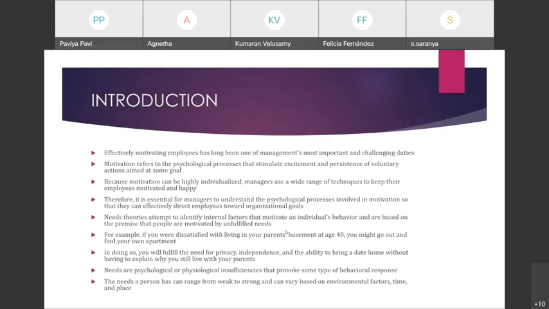Okay. So this is something which is internal to a person. So it is a psychological process. Motivation basically is a psychological process that will give a person some kind of excitement to do an action to reach their goal. Okay. So each person has a different type of motivation.